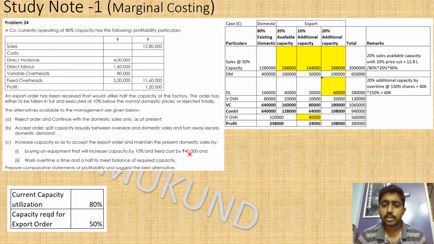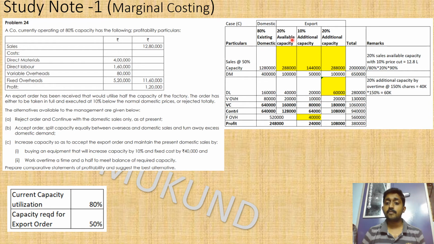Let's go for it. We are going to meet the domestic market demand fully, which means 80% of the product we produce will be given for the domestic market. So domestic is the 80% existing domestic market. Sales is given in the question, guys, 12.8 lakhs. Direct material is given in the question. Direct labor is given in the question. Variable overheads is also given in the question. So total variable cost is 6.4 lakhs. Sales minus variable cost, contribution is 6.4 lakhs. So there is no doubt in this first column.